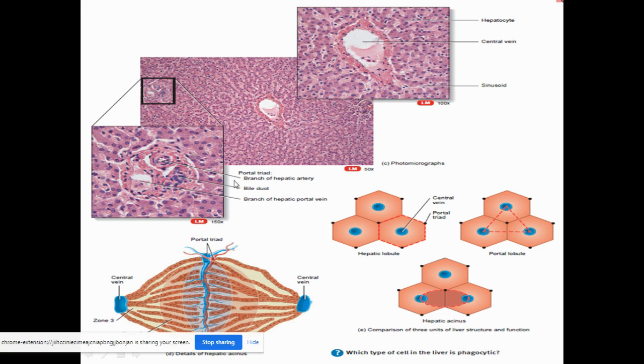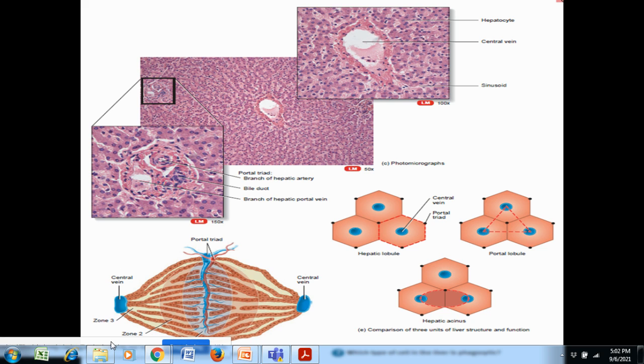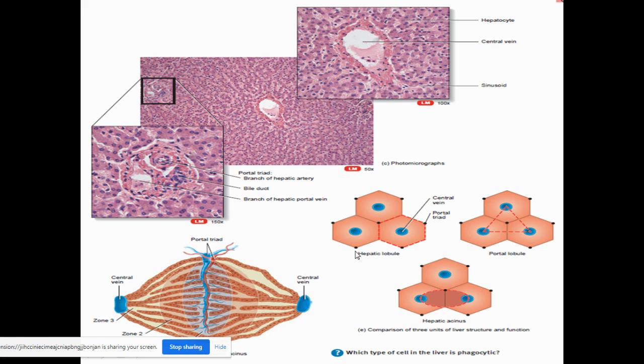The portal triad, now you are all very sure, consists of the bile duct, hepatic artery, and hepatic portal vein. Okay, this you should be sure of. So you can see all the black colored dots, and all three structures are present here. From now onwards, you can mention it as a portal triad. This is the enlarged picture showing the central vein, hepatocytes, and the sinusoids.